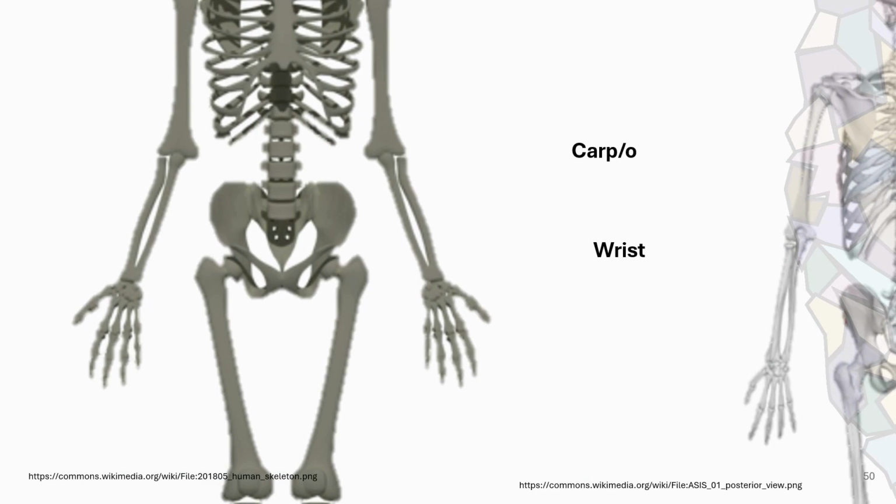The term carpo refers to the wrist. There are, in fact, 8 wrist bones in each of your wrists. We're not going to name each one individually, but the term carpo or carpals, if you hear it that way, refers to the bones inside of the wrist.